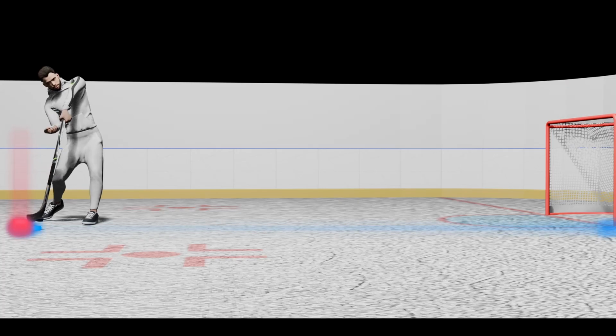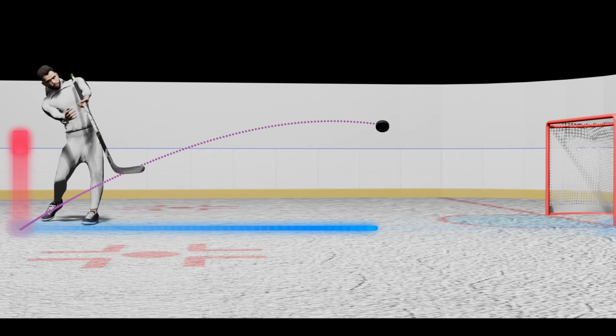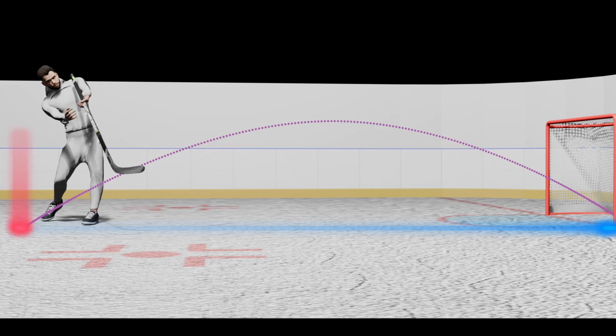The universe sees two completely different motions happening at exactly the same time, one horizontal and one vertical. So that 30 meters per second angled velocity is actually two different speeds hiding inside a single number. It has a forward speed driving the puck across the ice and a vertical speed fighting against gravity.